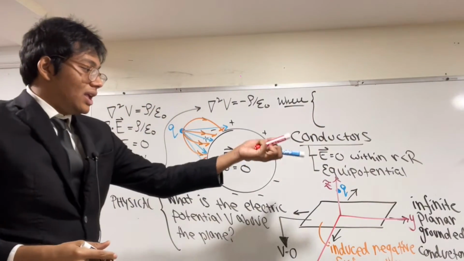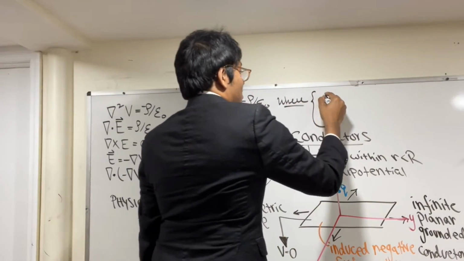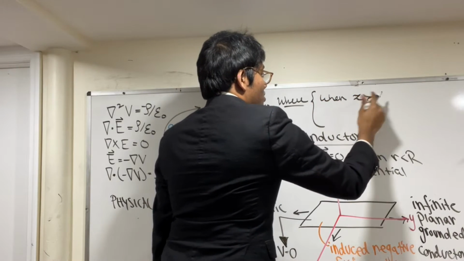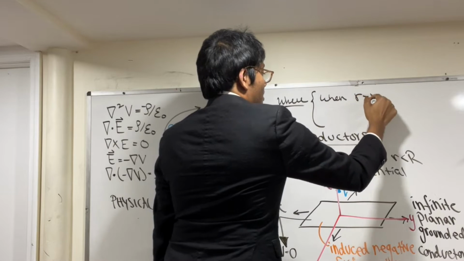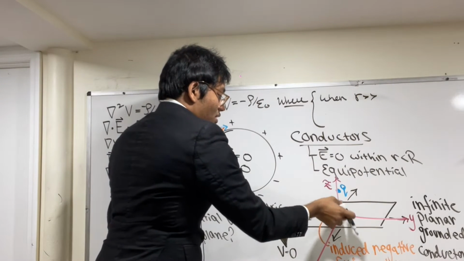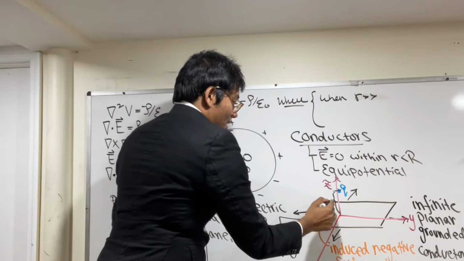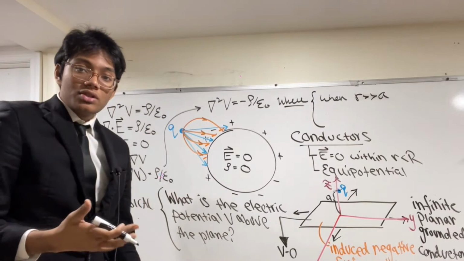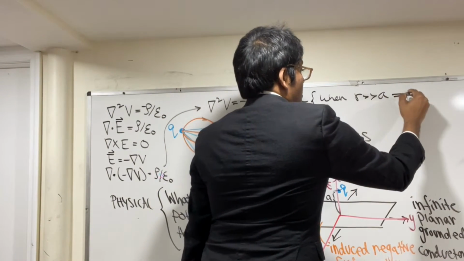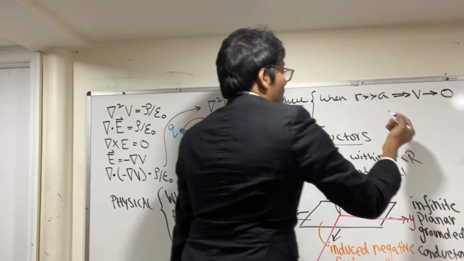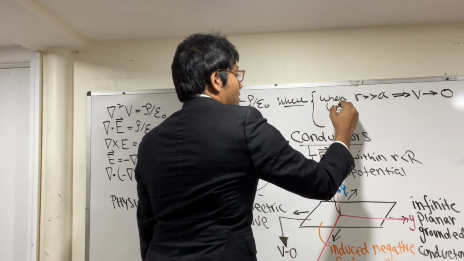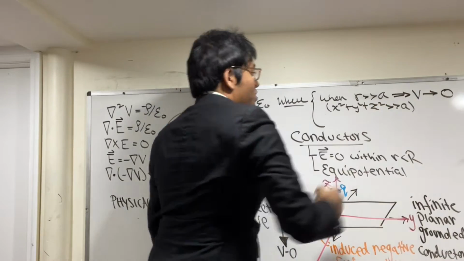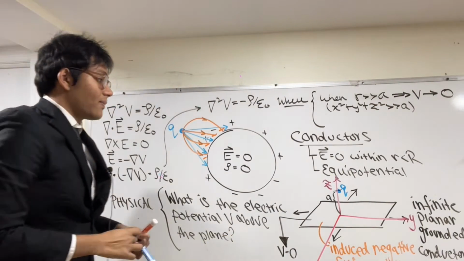As I get far away from this charge distribution, in other words, when r is much greater than this separation between the charge and the plane, let's call that separation A, so when r is much greater than A, then the electric potential should approach 0. In other words, if I'm using Cartesian coordinates, when x squared plus y squared plus z squared is much greater than A, then we should have 0 electric potential, or close to that.